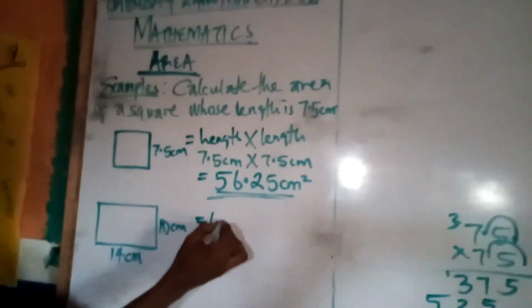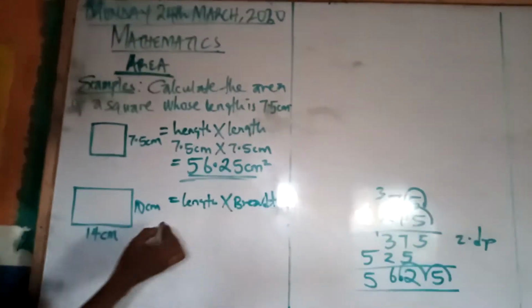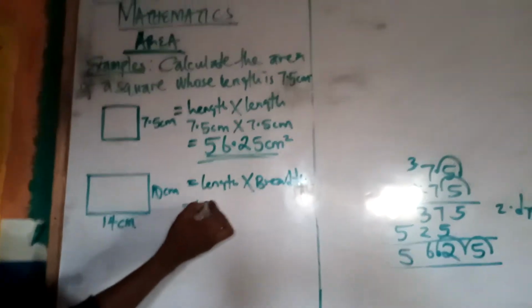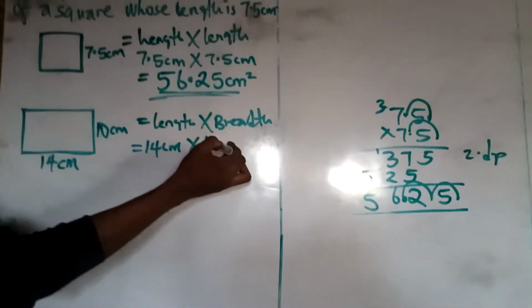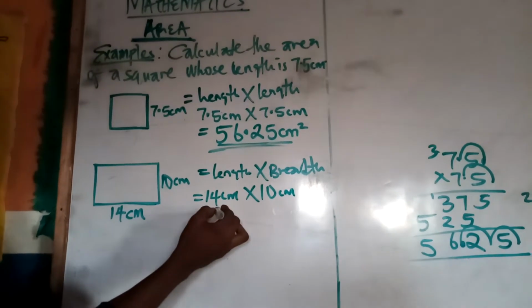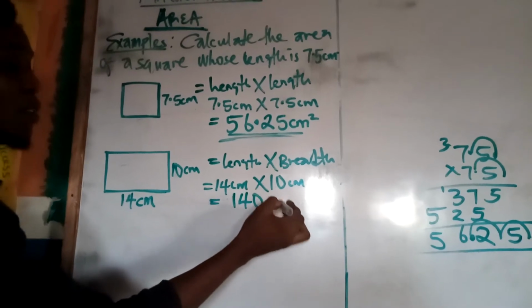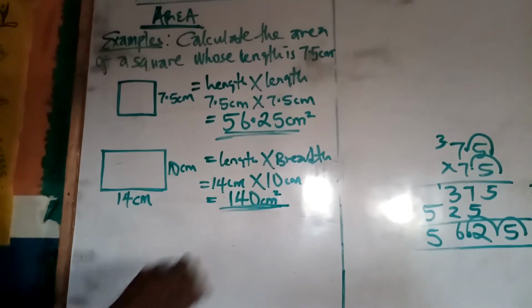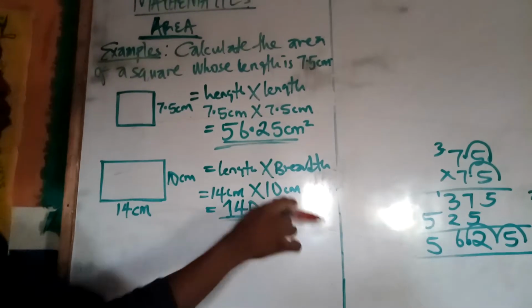Now let's apply that formula in calculating this rectangle. So we have the length times the breadth. The length is the longest part, which is 14 centimeters, times the breadth, the shortest part of the shape, which is 10 centimeters. So we'll say 14 times 10 will give us what? 140 centimeters squared. Always remember that answers in area must be in centimeters squared.